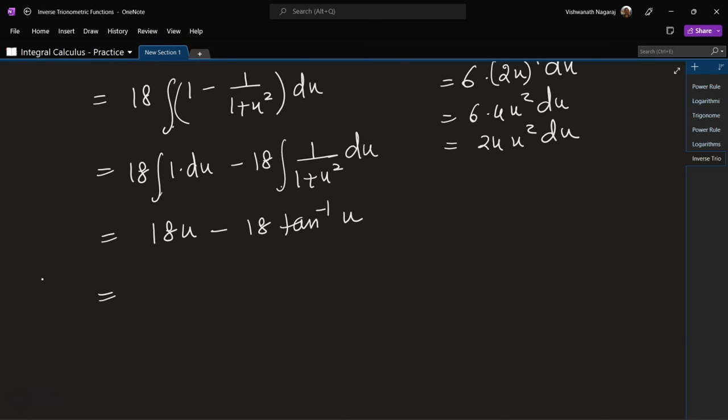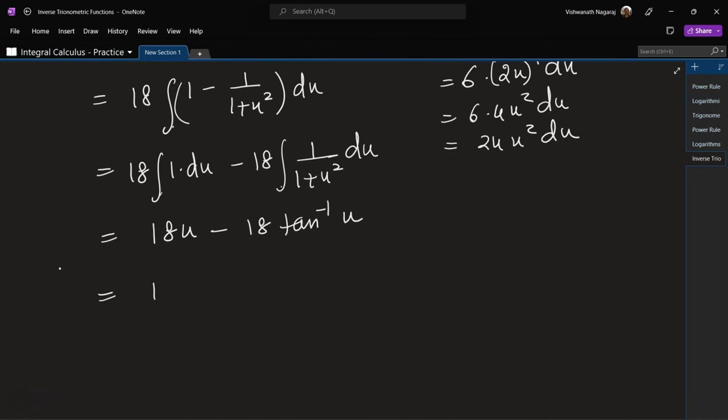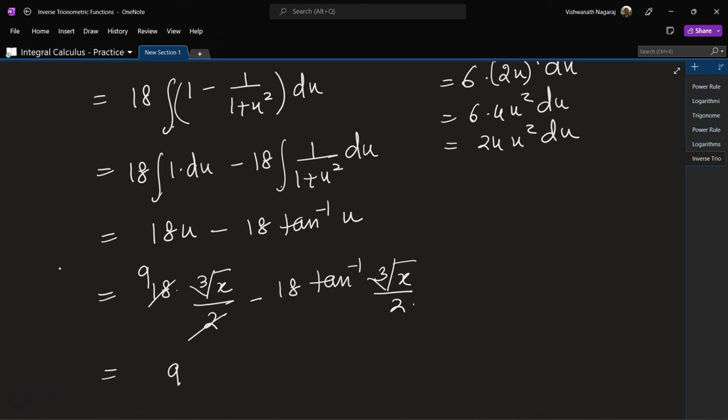Now let's do the substitutions. What is u? u is x to the power of 1 by 3 by 2. So 18 times cube root of x by 2 minus 18 tan inverse of cube root of x by 2. 2 nines 18. So we have 9. We can write it as 9x to the power of 1 by 3 minus 18 times tan inverse of x to the power of 1 by 3 by 2 plus c.